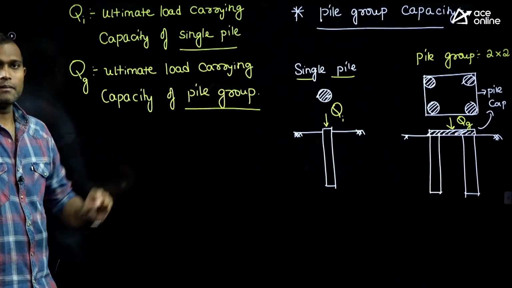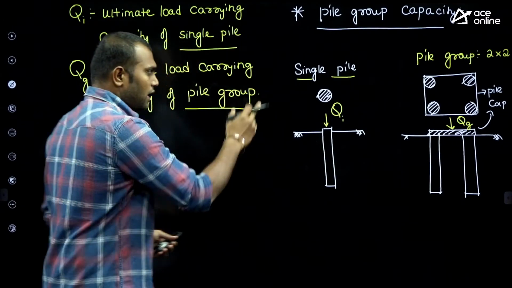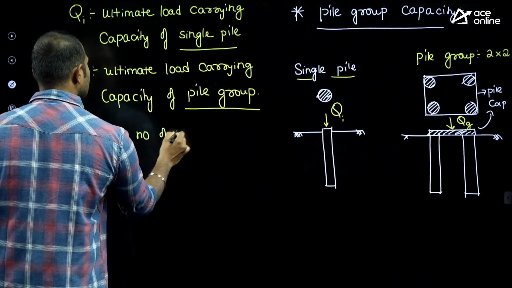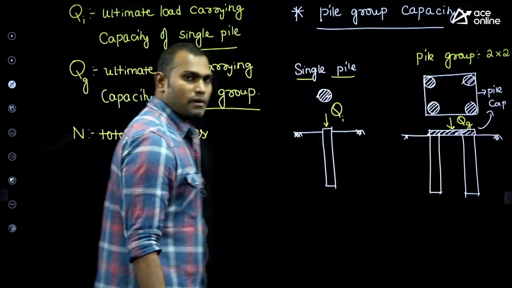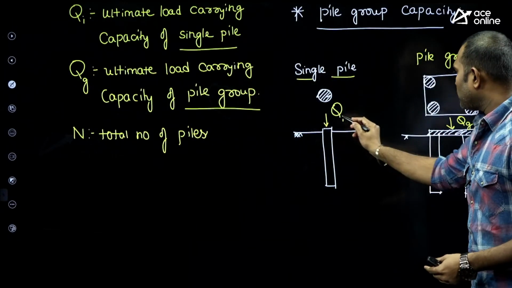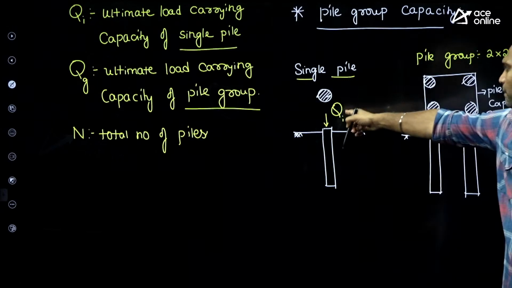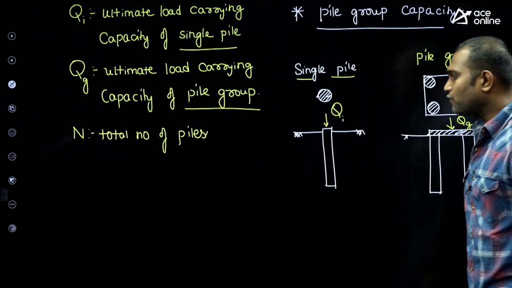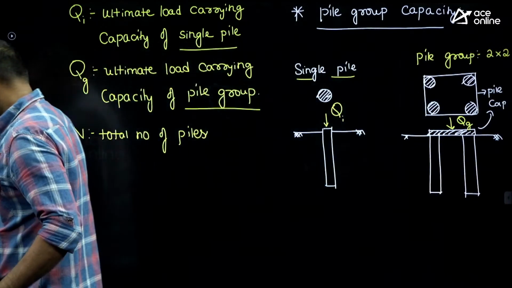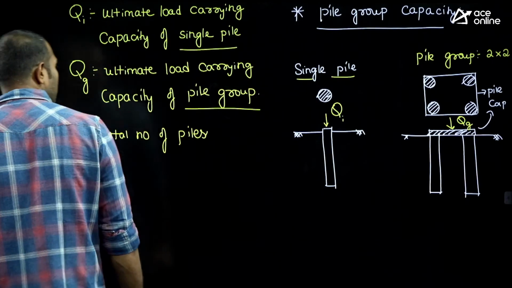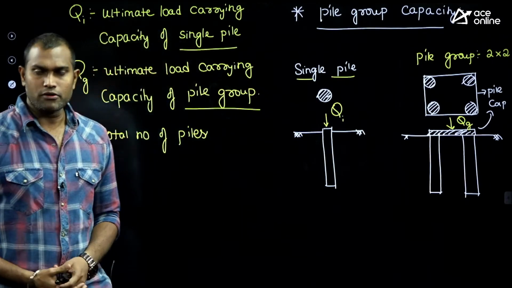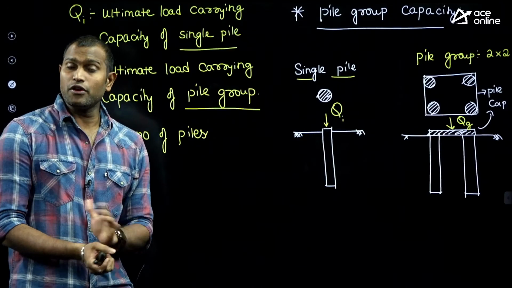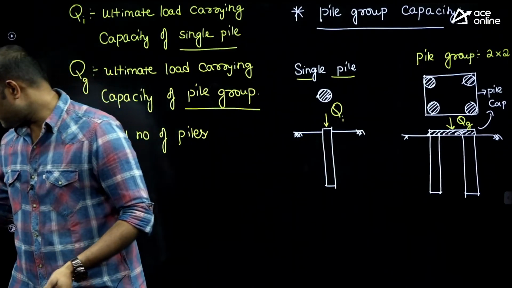Now my question for you, see that example, single pile Qi, and there in the pile group, if I say N is total number of piles, there are 4 piles over here, 1 pile ultimate capacity is Qi, 4 piles are 4 into Qi. Do you think the Qg is 4 into Qi? Or less than 4 into Qi? Or more than 4 into Qi? I'm asking you, please answer to me.